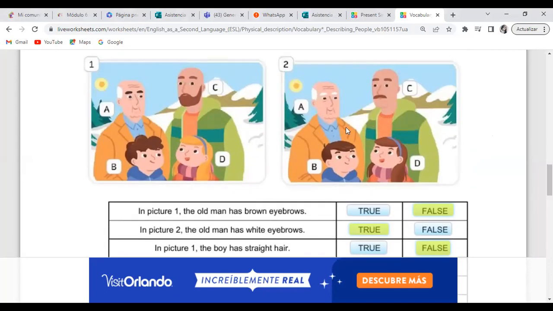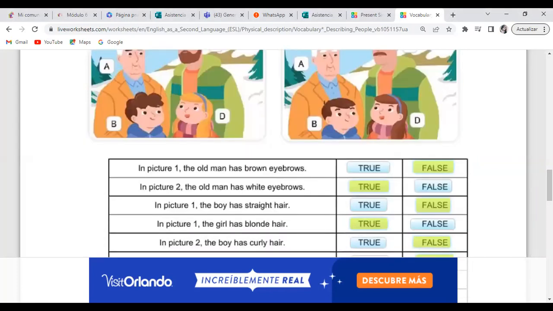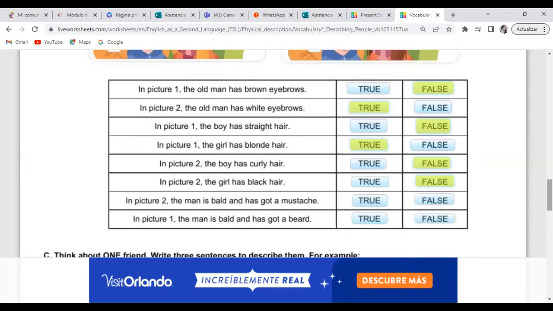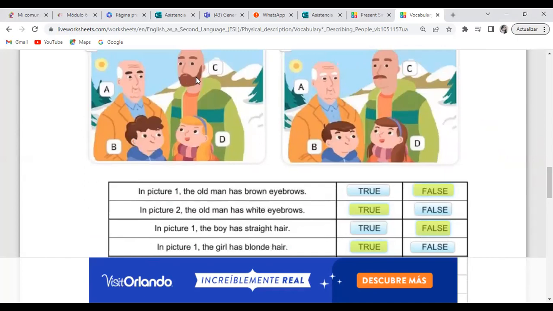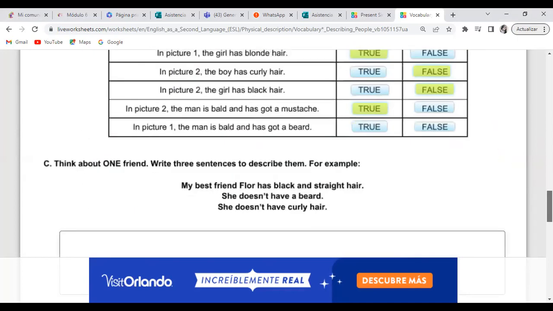In picture 2, the man is bald, all right, and has got a mustache. Is it true or false? Vean, el hombre está calvo y tiene bigote, ¿sí o no? Is true. Yes, very good. Next, in picture 1, the man is bald and has got a beard. Yes, it's true as well.